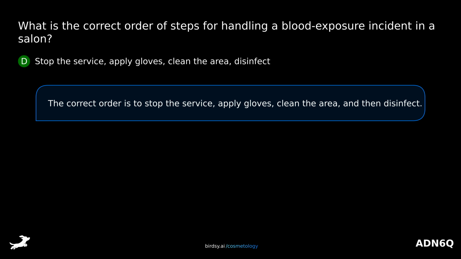During a salon inspection, Maria notices a bottle without a label. What should she do first to ensure safety? Is it A, dispose of the bottle immediately, B, ignore it and continue with the inspection, C, identify the contents of the bottle, or D, report it to the salon manager?